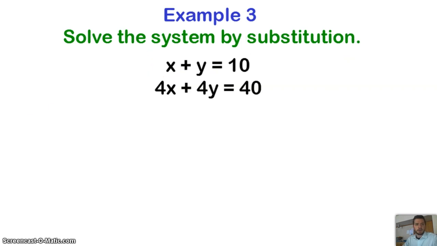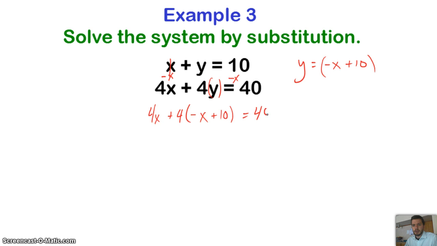So in this case, again, it really doesn't matter what you get by itself. But what I'm going to do is get y by itself. So I'm going to subtract x from both sides. So it'll be y equals negative x plus 10, and that's what I'm going to plug in. So I'll plug it in for y, because again I got y by itself. So 4x plus 4 times negative x plus 10 equals 40. And go ahead and solve.